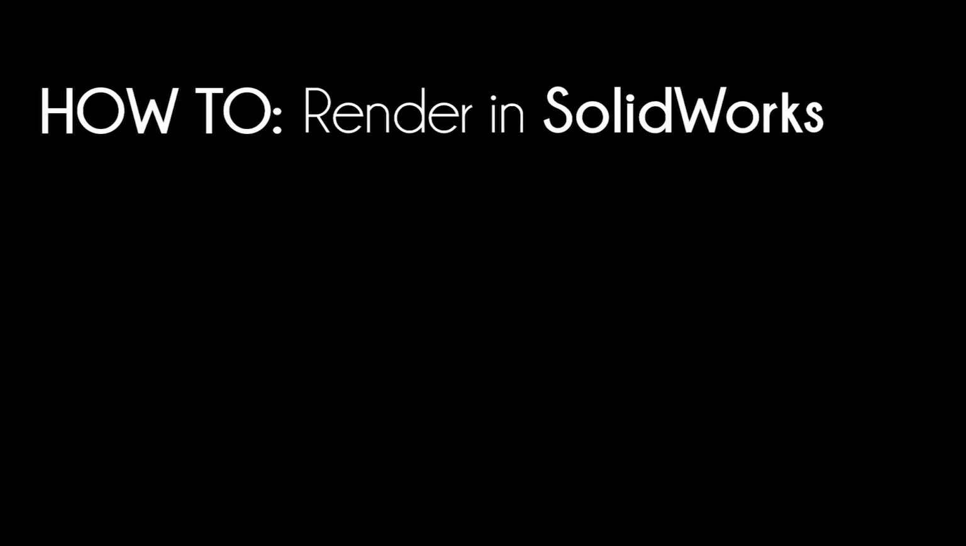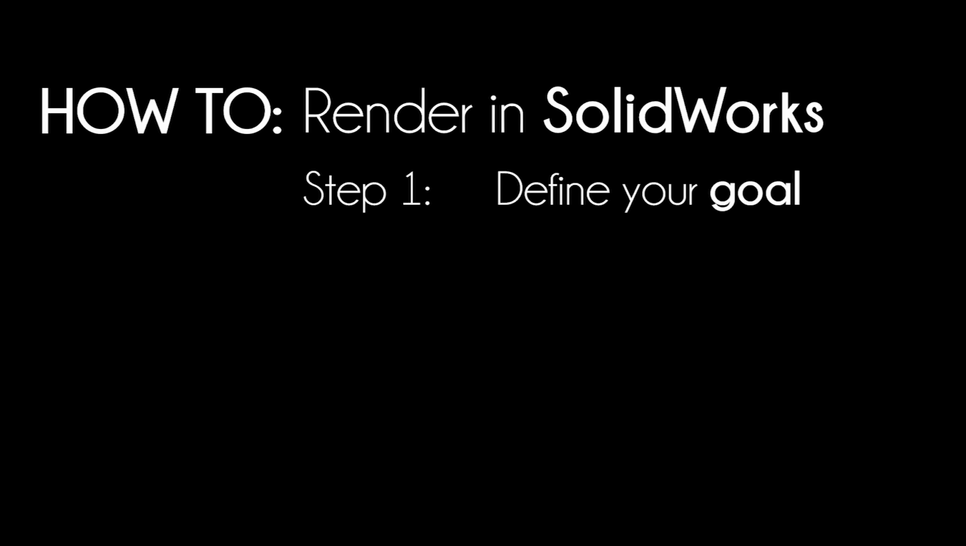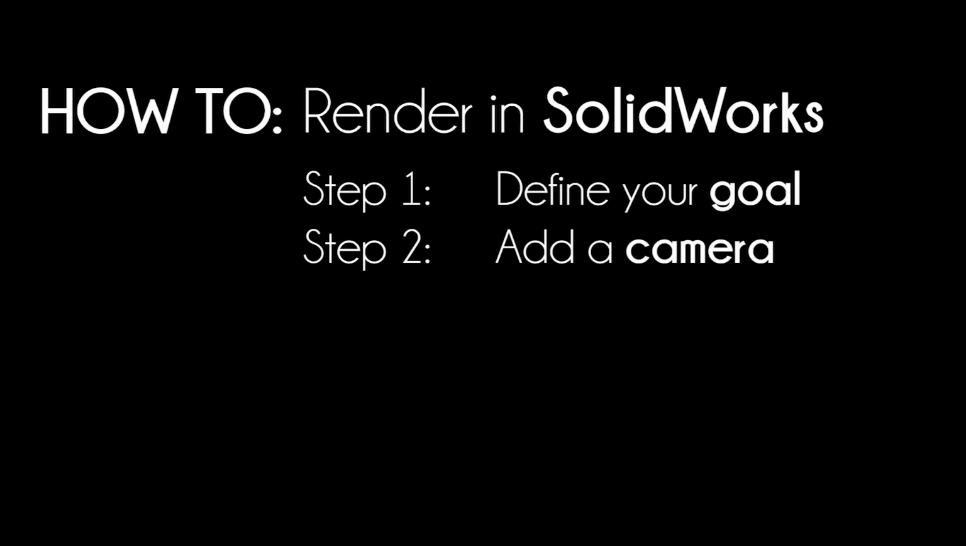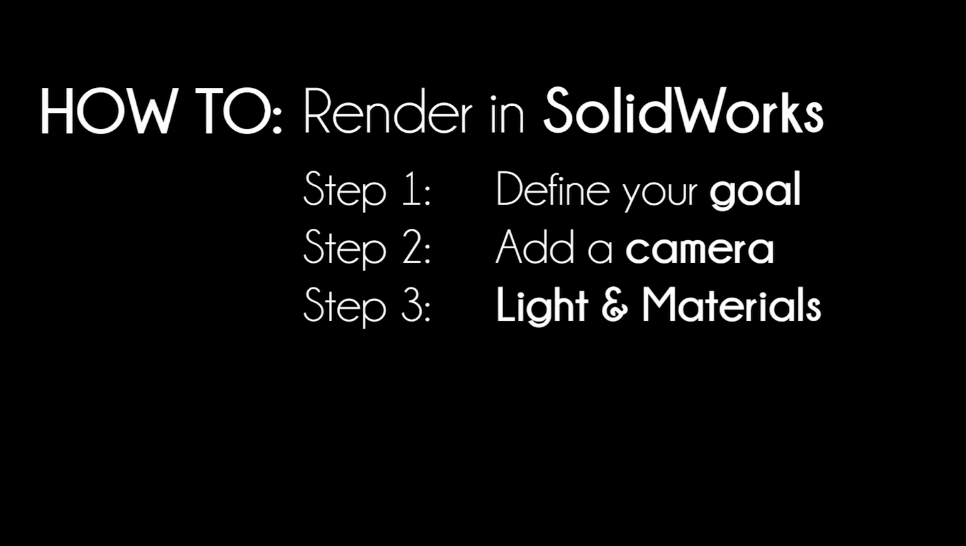So to tackle making an attractive looking render, I divided the process up in 3 steps. Step 1 is to define your goal. What do you want to do with this render? What is the message and who is it for? Step 2 is to add a camera to your scene and to adjust its location, focal length and other properties. In step 3 we will change lighting and materials to make the most of our render, and also I will be showing you some tips to make your renders more realistic.